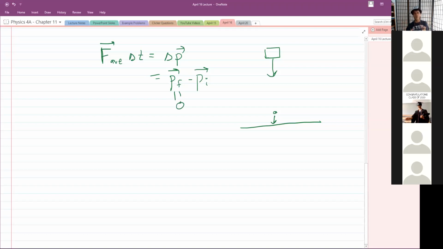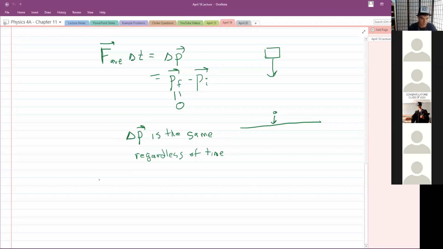So the change in momentum is the same whether the object comes to rest over a long time or over a short time. So the key here is the change in momentum is the same regardless of time. Right? I have some momentum right before the collision. I end up at rest. My change in momentum is going to be the same whether the collision takes place over a long time or over a short time.